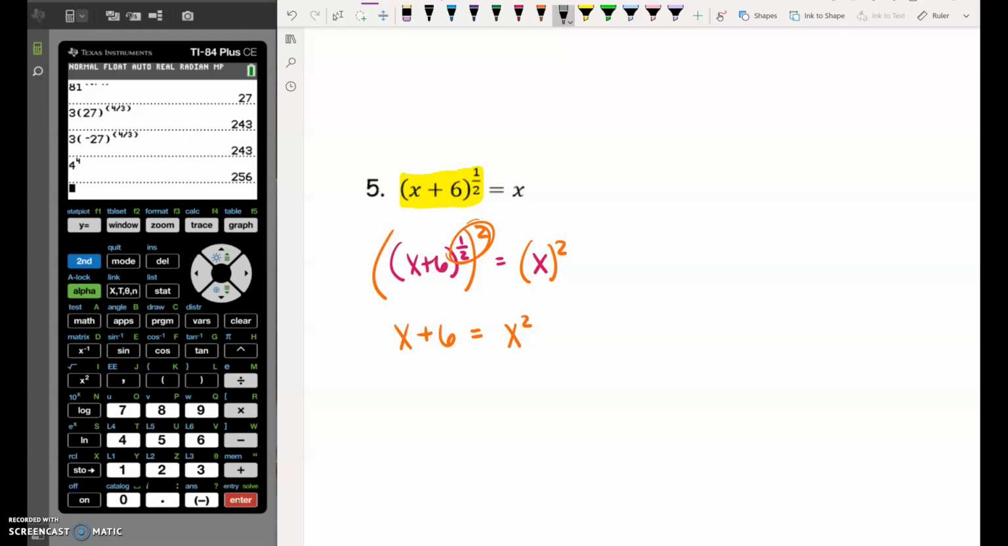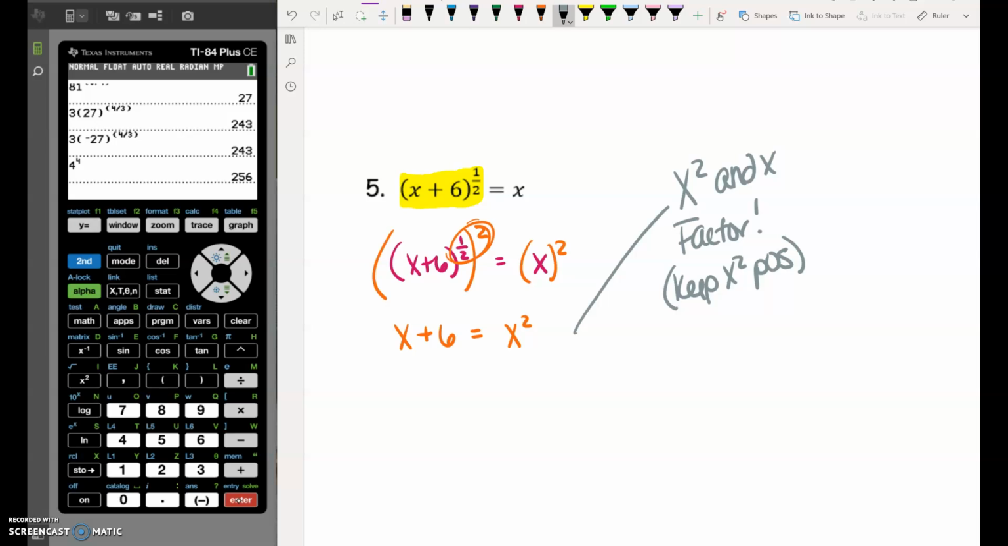When you have x squared and x, you have to get one side equal to 0 and solve. So I'm going to put a little note here that we have x squared and x. That means that we need to factor. So you want to keep your x squared positive. It's easier to factor if you keep your x squared positive. So although it looks like it would be easier to subtract x squared on both sides, it's actually going to be better to move everything over to the right side. So 0 equals x squared minus x minus 6.